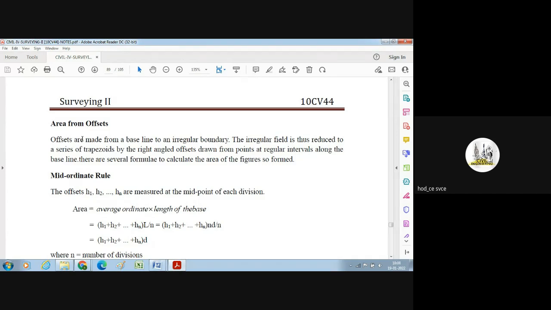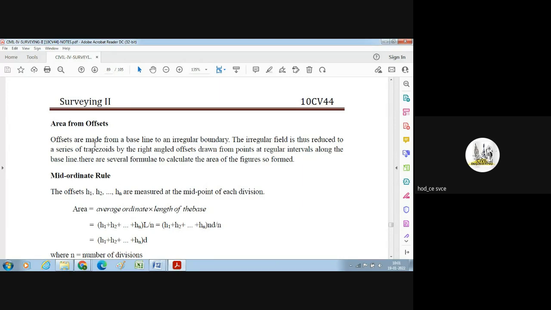See here, area of the offsets. We need to calculate the offset area, right? That means within the chain surveying, calculate the area by using offsets only. The same procedure we have to follow for calculating the area from offsets, whether it is a triangle, square or trapezium, whatever it may be. You already know how to calculate that, as you have practically done it in your laboratory.